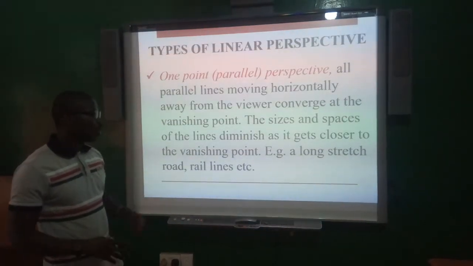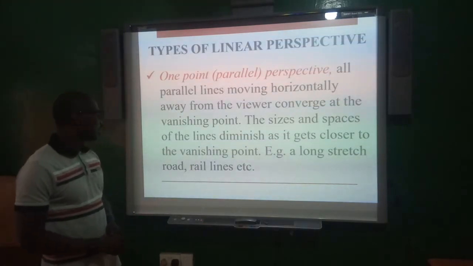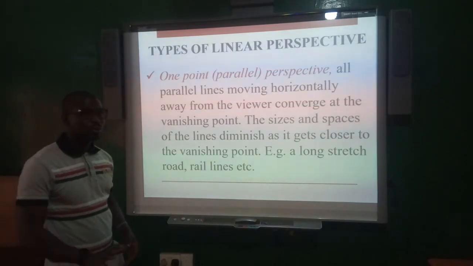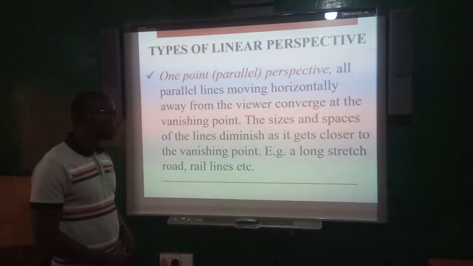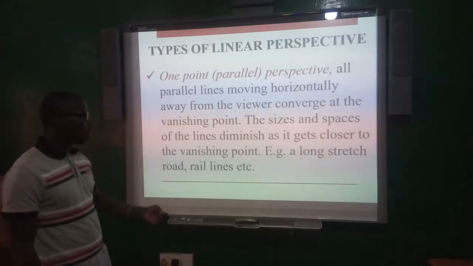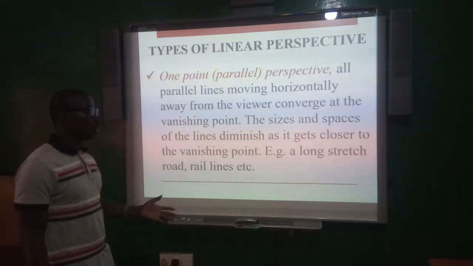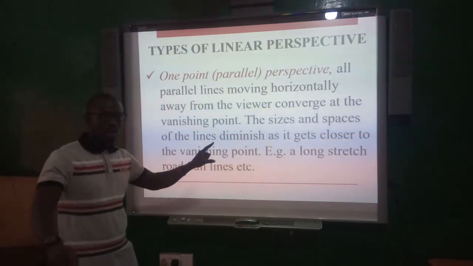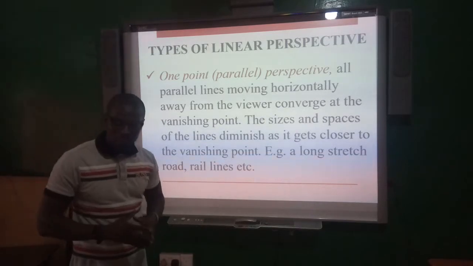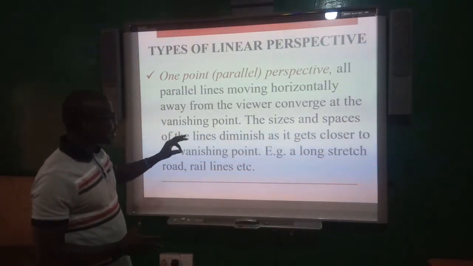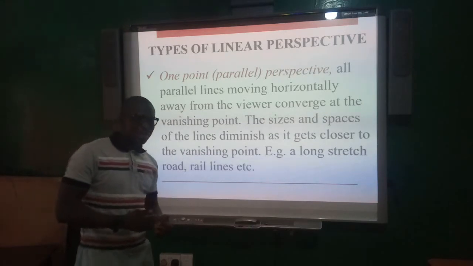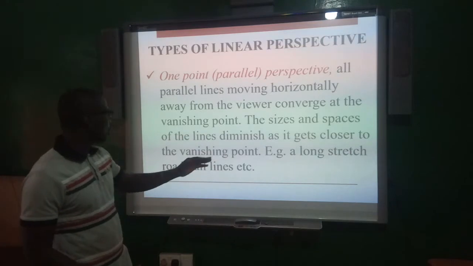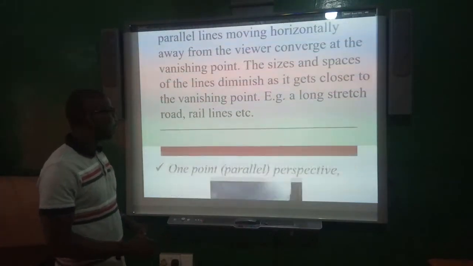Okay, example, a long stretch of road, railway, etc. So a typical example is along a stretch of road, railway lines, etc. So that's our take for one point perspective. We are saying that in one point perspective, there is only one vanishing point. Again, the sizes and spaces of lines reduces or diminishes as it gets closer to the vanishing point. Okay, we are moving on.